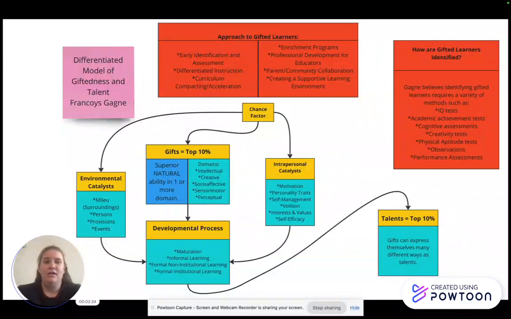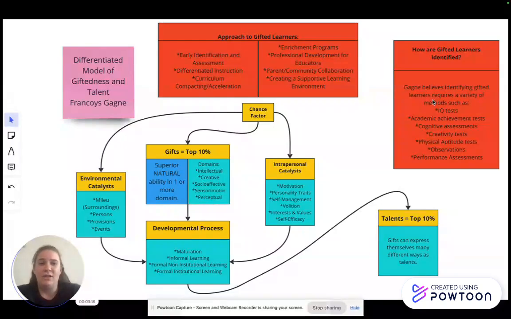The intrapersonal catalysts have six components: motivation, personality traits, self-management, volition or decision making, interests and values, and self-efficacy. These are essential to the developmental process because they influence how a person behaves and thinks. Talents emerge from the developmental process, and they require a great investment of time and energy. Not all gifts become a talent. According to Gagne, a person is considered talented when their skill reaches the top 10% of their chosen activity or occupation.